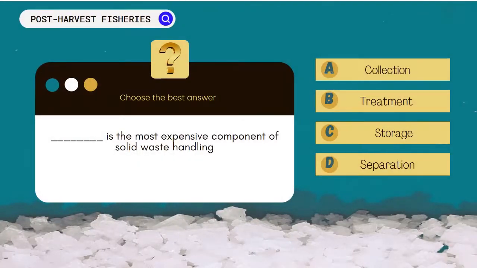Blank is the most expensive component of solid waste handling. A. Collection. B. Treatment. C. Storage. D. Separation.